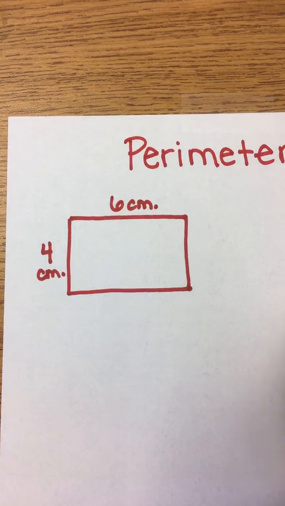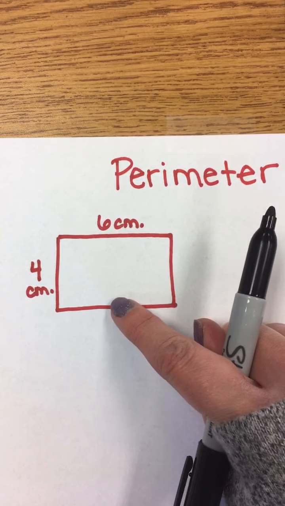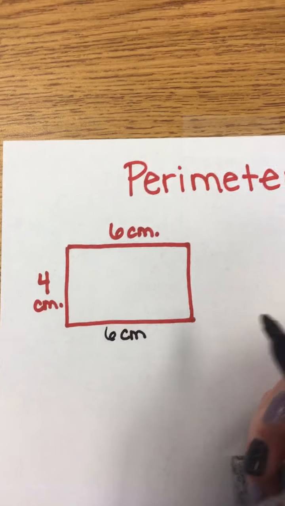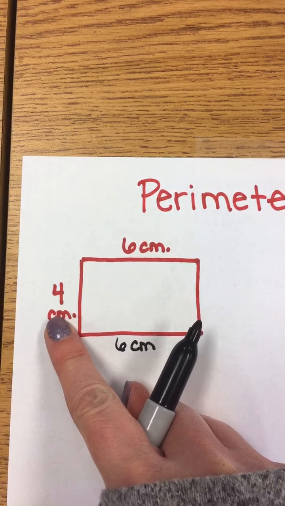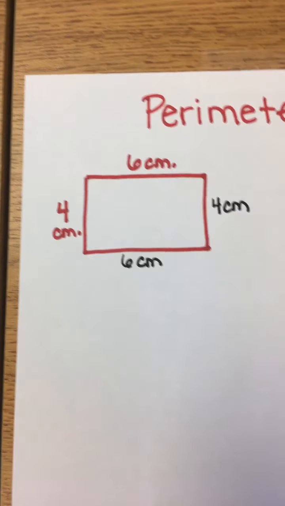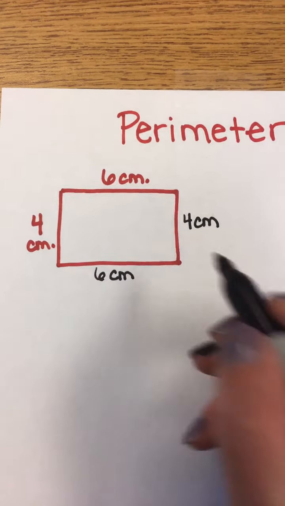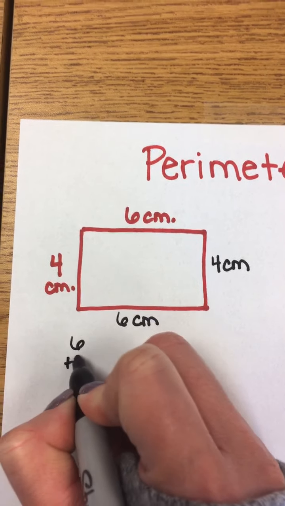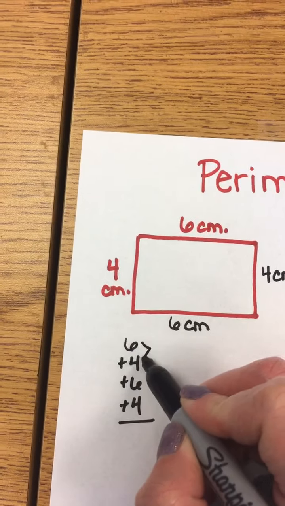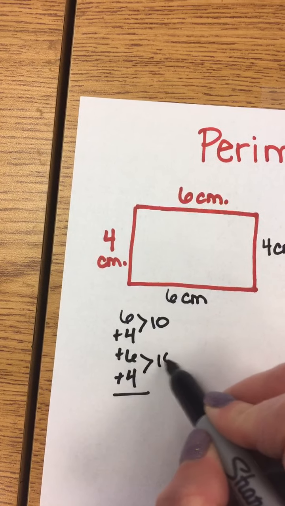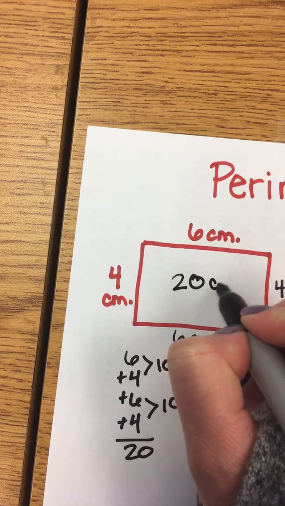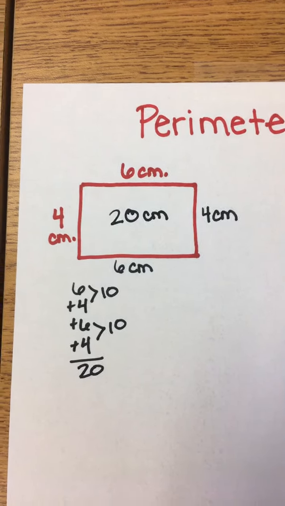Since they are rectangles, what do we know about this side and this side? Hopefully you said that they are the same length. Okay, and since it's a rectangle, we know that this side is the same length as this side, so we go ahead and label that. Now to find the perimeter, we add all the sides. So we have our 6 plus 4 plus 6 plus 4. 6 and 4 is 10. 6 and 4 is 10. 10 plus 10, 20. Look, another one that is 20 centimeters for the perimeter.